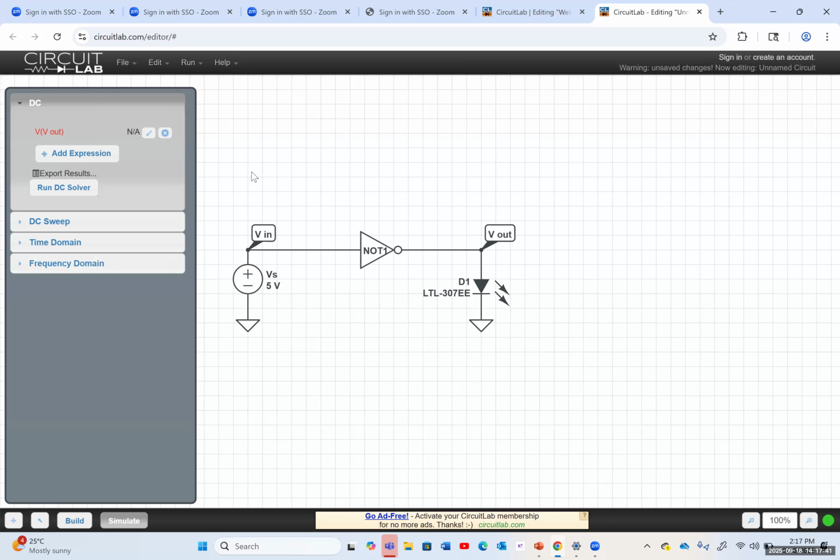Were you able to solve this one? Yes. Okay, so pretty simple and straightforward.